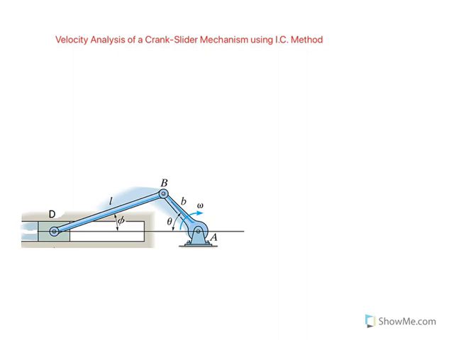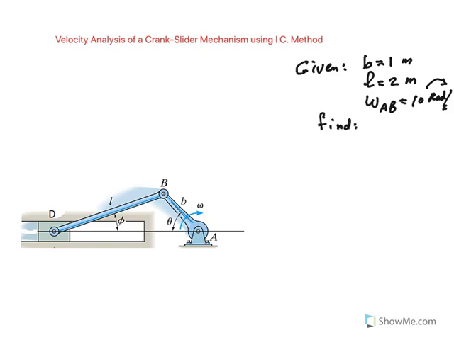So if you guys recall, I gave you these values of the length of the crank and the connecting rod. Given that B was 1 meter, L was 2 meters, and the angular velocity of the crank was 10 radians per second. As you could see, it's rotating clockwise. And we wanted to find the velocity of the slider D when theta is 30 degrees.